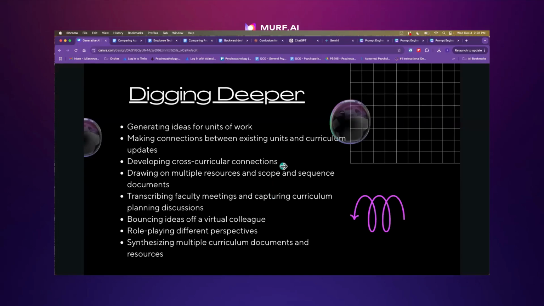It can transcribe faculty meetings or any meeting that you're in and capture any discussions that are had. So I know that Zoom has its own recording and transcribing feature now. I like to use Otter. Otter transcribes, it actually makes notes, and it will even tell you what was important and who said what.